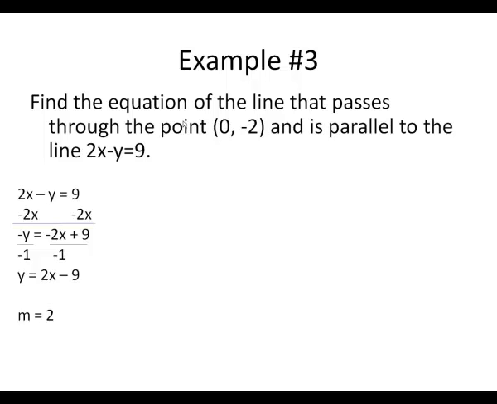So step number 2 is to solve for the b value. We always start with y equals mx plus b. And we're going to plug in our slope of 2 and that one point that we were given that has an x-coordinate of 0 and a y-coordinate of -2. And we get the equation -2 equals 2 times 0 plus b. And we'll do that multiplication. We get -2 equals 0 plus b. Therefore, -2 is equal to b.